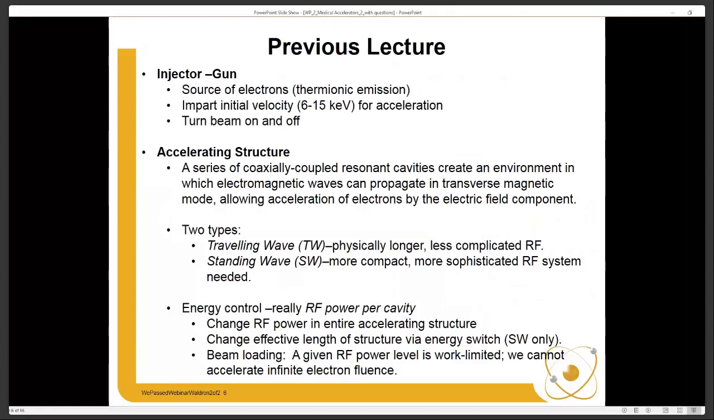There are 2 types of accelerating structures in medical use. The first one is the traveling wave accelerator. These tend to be physically longer and are less complicated from a microwave design perspective, or RF design perspective. The other type is the standing wave accelerator. These are more compact, but they also require a more sophisticated RF system.